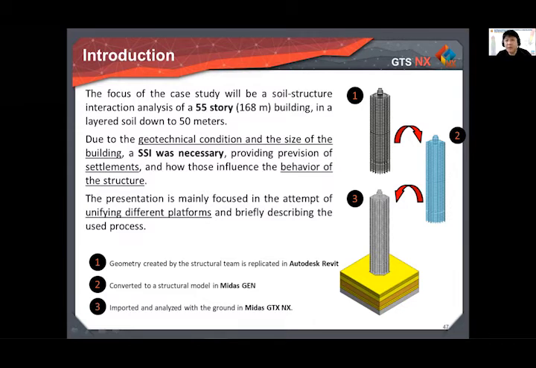The structure team did not work with Midas Gen, and their platform did not export to Revit or another. So it was impossible to directly import their model. So the geotechnical team replicated the design and the structure with the same geometry, same load, and the same cases used by the structure team. So this model was fully created in Autodesk Revit. With the Autodesk Revit Midas Gen link, the structural model was exported to Midas Gen. And after applying some conditions from Gen, the model was finally exported to GTS NX, where the full model with the ground was analyzed.